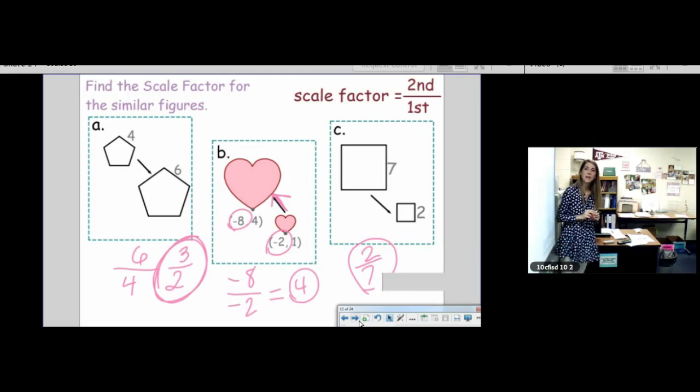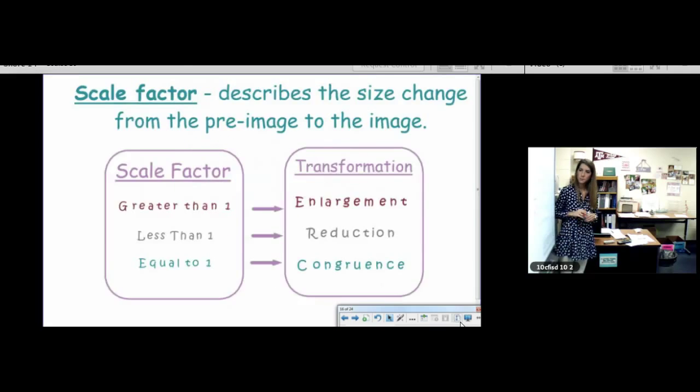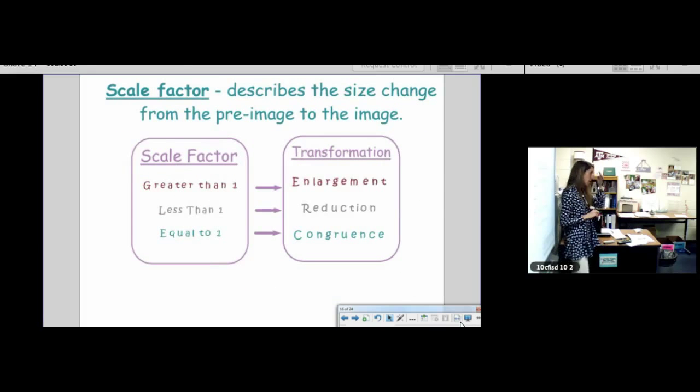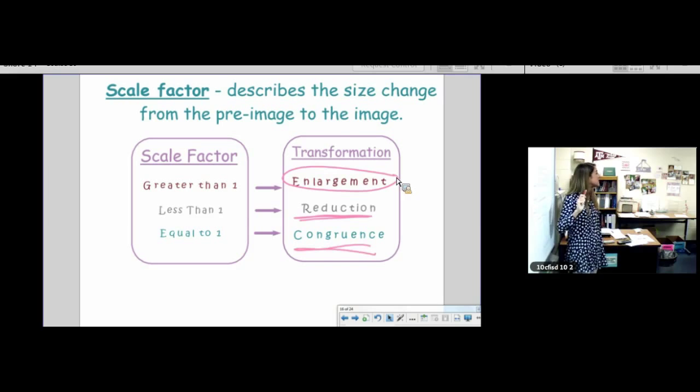Don't write this down, but I do want you to look at this. This is what I was talking about the whole time. If your shape's getting bigger, your scale factor better be greater than 1. If you're getting smaller, your scale factor better be less than 1. It's always going to be greater than 0, so it'll be in between 0 and 1. And if you're staying the same, your scale factor is exactly 1.